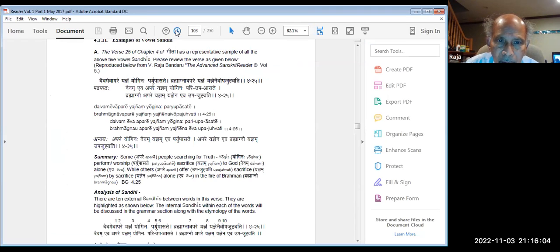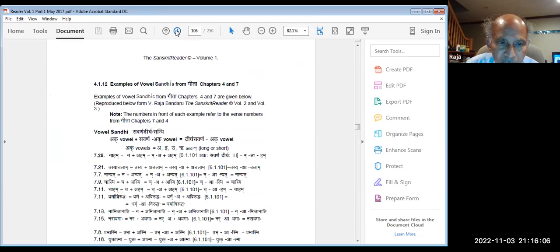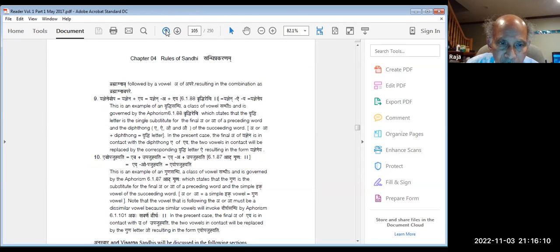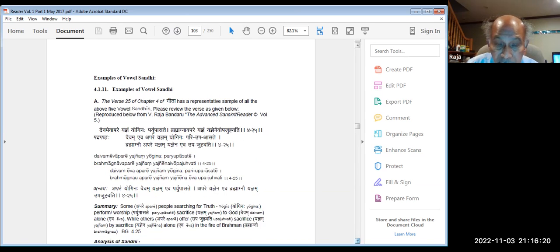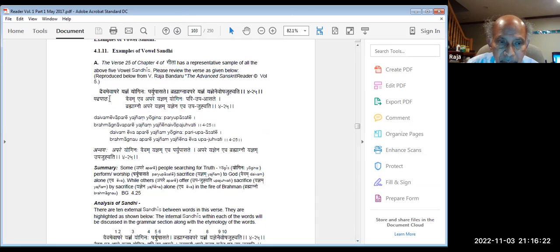Okay, and whatever I told you, see here, I gave a few slokas. This one, chapter 4 sloka 24, has a lot of vowel sandhis. That's why I took it. See, Daivameva pare yagnam yoginah paryupasate.